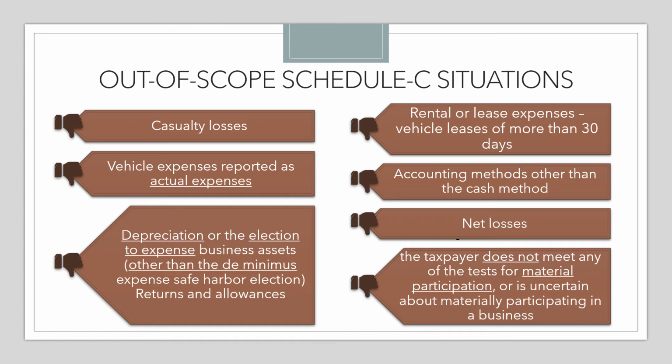And in our next lesson, we'll talk a little bit more about vehicle expenses. We can help people with the standard mileage rate if that's what they're taking. But if they're actually keeping receipts and trying to deduct their actual vehicle expenses, that's going to be out of scope for us. And then, as we discussed before, depreciation or the election to expense business assets, and that's other than that de minimis safe harbor election, or returns and allowances.